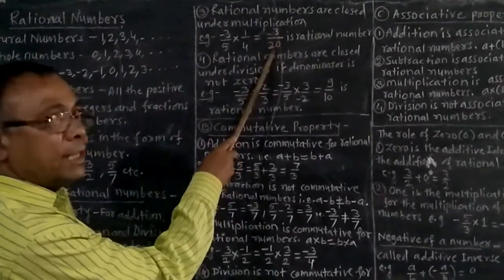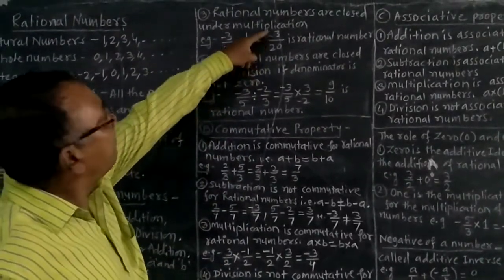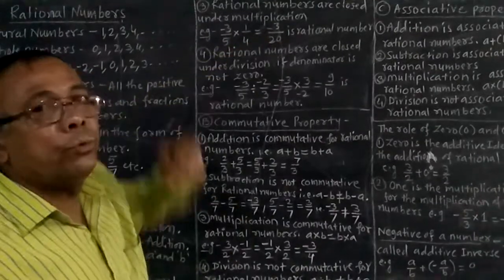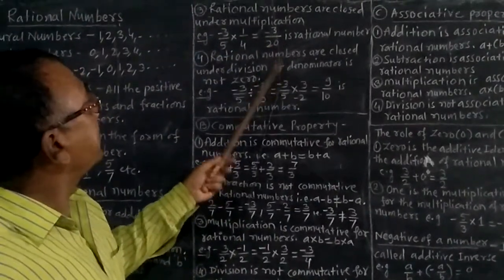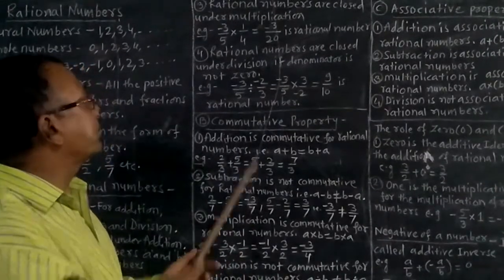Minus 3 upon 20 is also a rational number because it is in the form of p upon q, and therefore we can say that rational numbers are closed under multiplication.